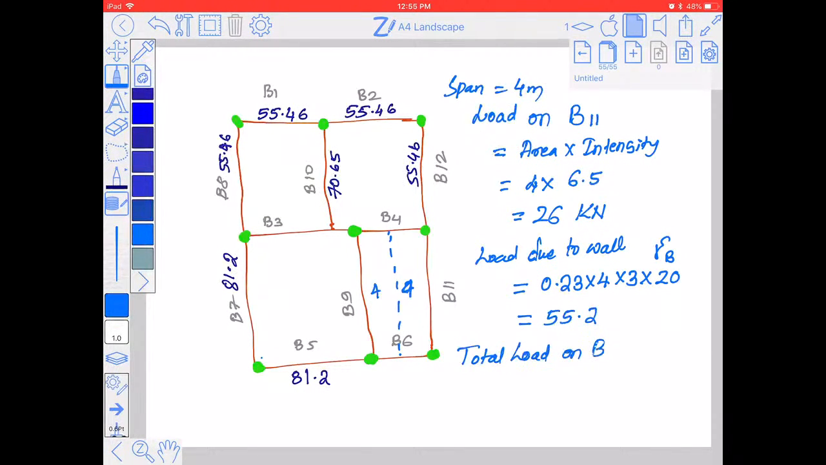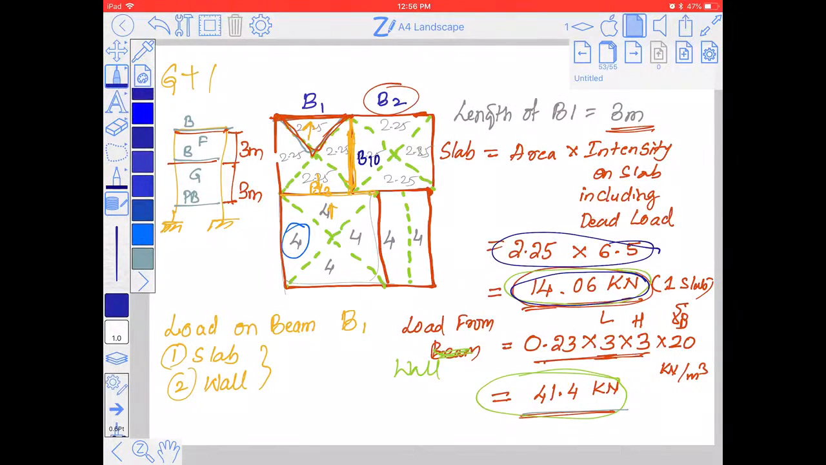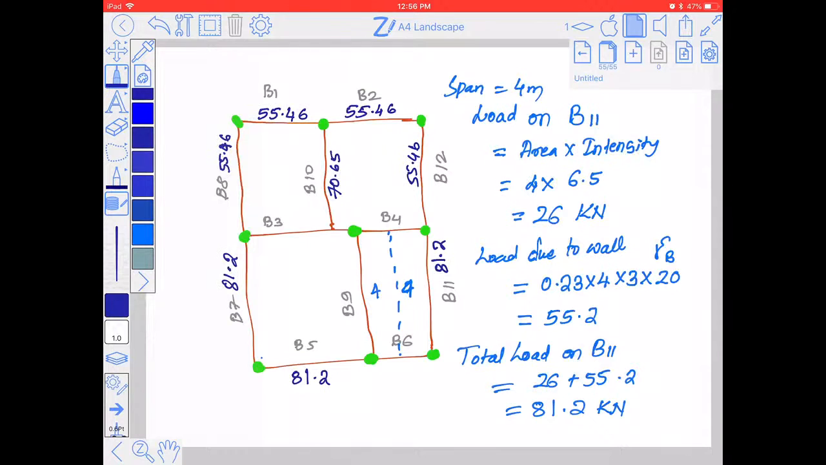So the total load on B11 is equal to how much? 26 plus 55.2. I think it is also 81.2 kilonewton. So now I'll write the load on B11 is equal to 81.2 kilonewton. Is it clear? Yes, fine.